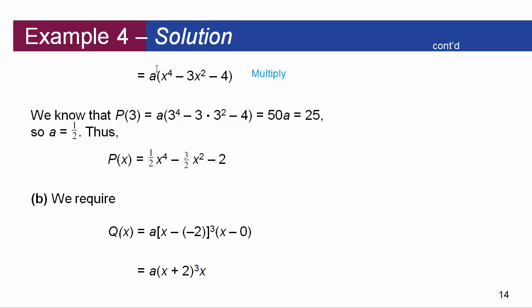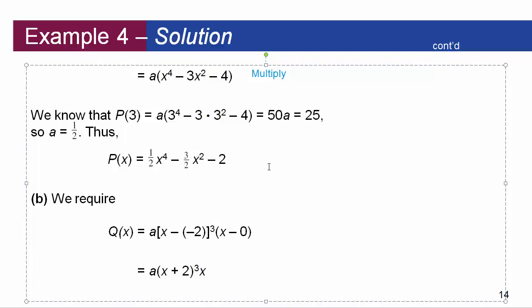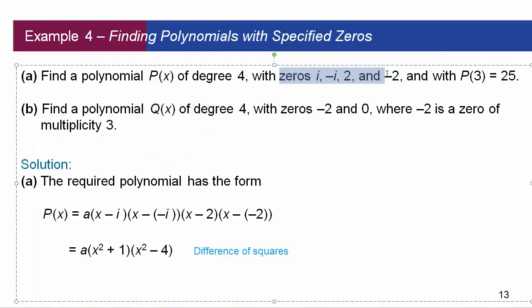And so now if you take this a equals 1/2 and distribute it through, you get 1/2 times x to the 4th. 1/2 times that negative 3 becomes negative 3/2, right? And then 1/2 times negative 4 gives you the negative 2. So now this is one specific polynomial with these zeros, but it also satisfies this last condition. So we found the one and only one polynomial that fits all of those rules.